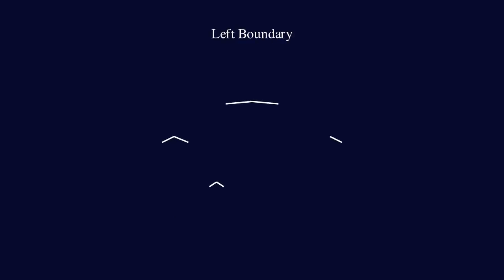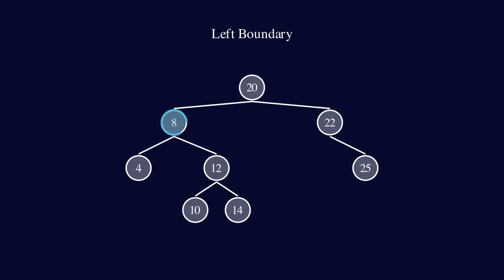Left boundary means the nodes you meet when you go down the left edge of the tree. We collect them from top to bottom. But we skip leaf nodes here. It's just the outer left spine, not the leaves at the bottom.